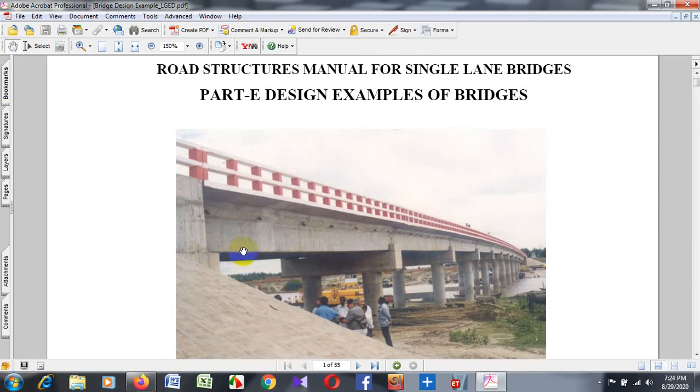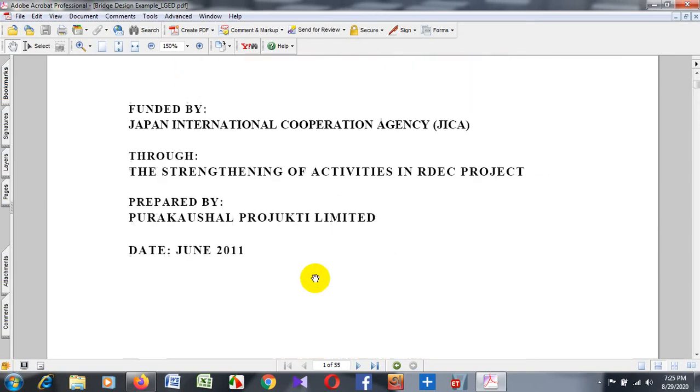These are the bridges. These are the piers. These are the girders of the bridges. Now I will show the detailed design.